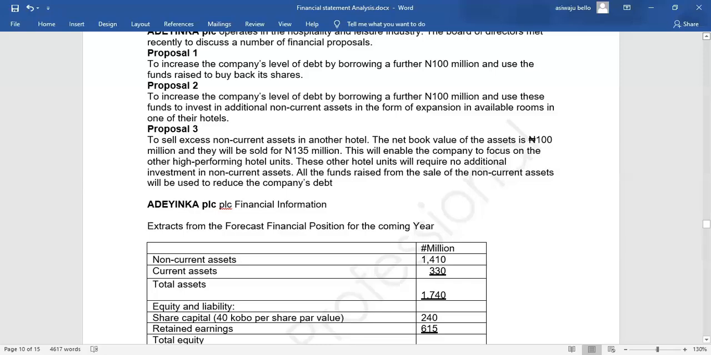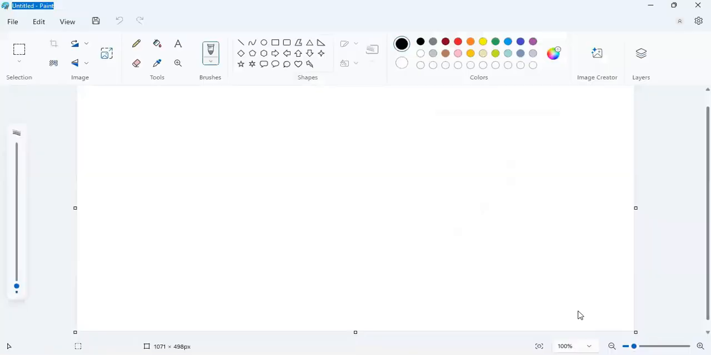This will enable the company to focus on other high-performing hotels. That's not my problem. All the funds raised from the sale of the assets will be used to reduce the company's debt. Let's go to proposal 3 analysis now.